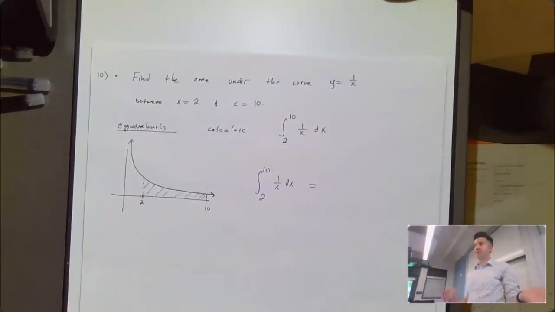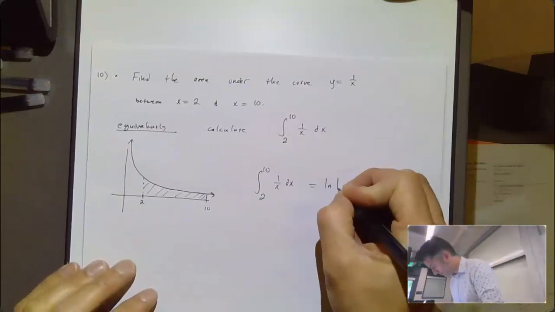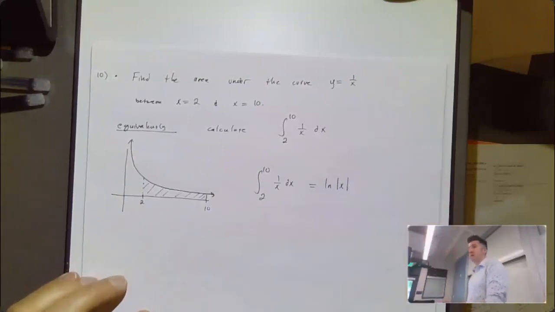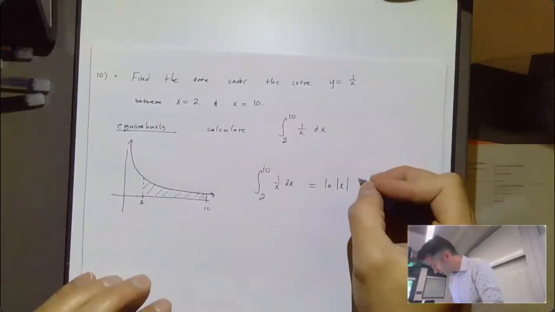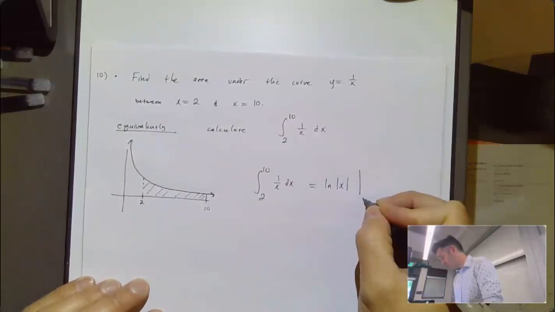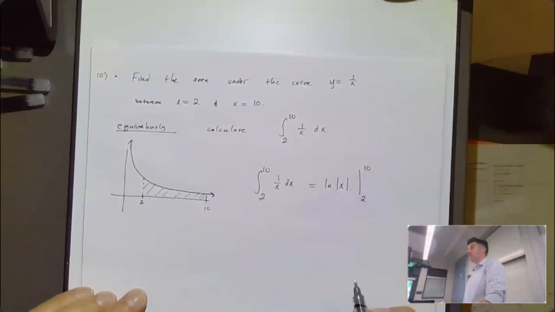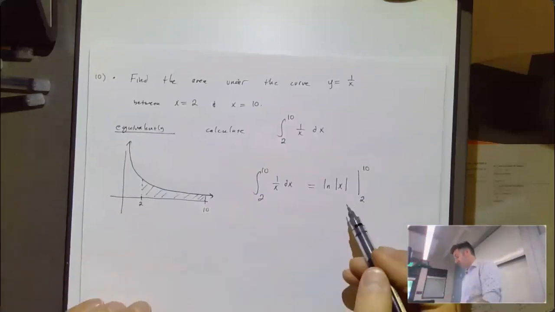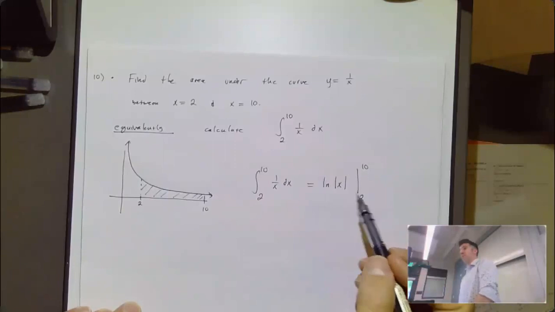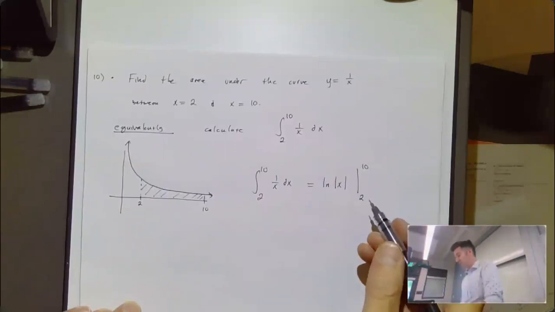We've done it a few times. Yeah, natural log of the absolute value of x. Which you don't actually need here because all your x values are positive, but it's still good to be very precise. And then we would evaluate that between 2 and 10. To answer your question again, they wouldn't give you this. We'd be expected to come up with this. And then also plug in.